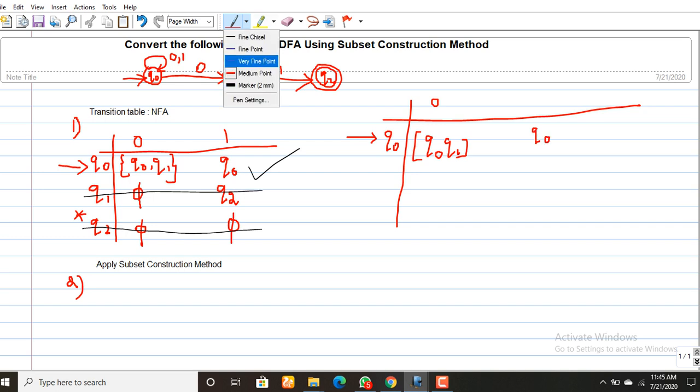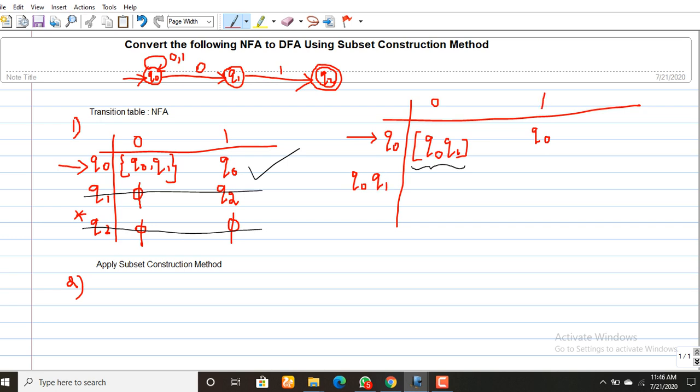Why am I adding these boxes here? Because in the subset construction method, this will act as a new state. That is why I won't use the curly braces. So this is the new state, and you should add this new state on the left hand side. So I add Q0, Q1 here, because this is a new state.